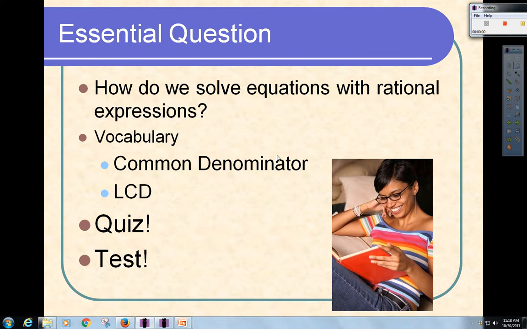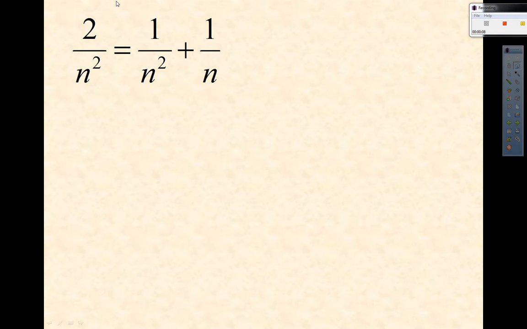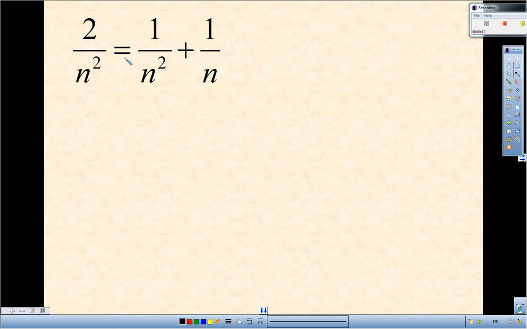Alright guys, for today's essential question we're going to be looking at how do we solve equations with rational expressions. What you're going to end up doing is multiplying by your common denominator. So if I notice that my variable in this problem is n, so I want to solve this for n, my common denominator would be n squared. So I'm going to multiply each of my fractions by n squared.